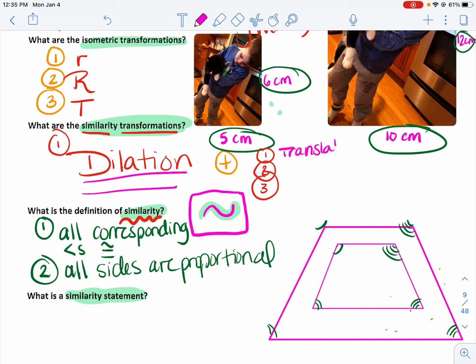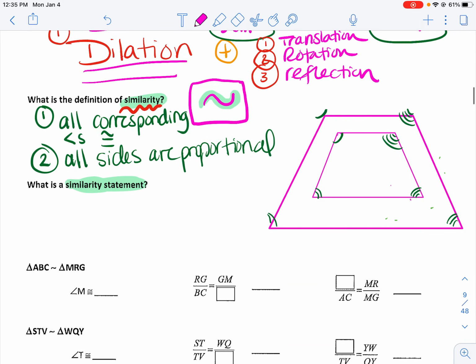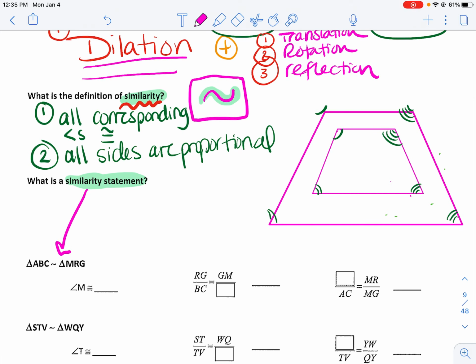Translation, a rotation, and a reflection. And you only have to do dilation, but a similarity transformation is basically saying, hey guys, guess what? We're doing a dilation and we're gonna probably add something else in. Okay, and then really quick, a similarity statement. This is a similarity statement here, my friends.